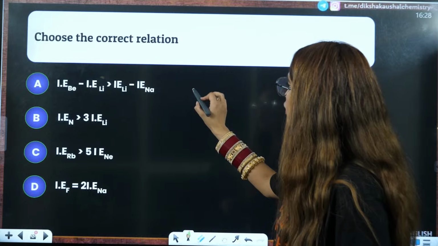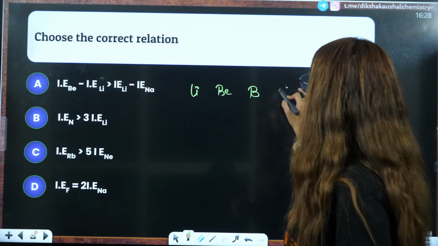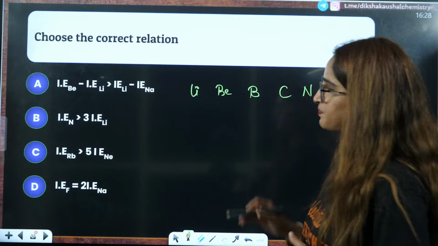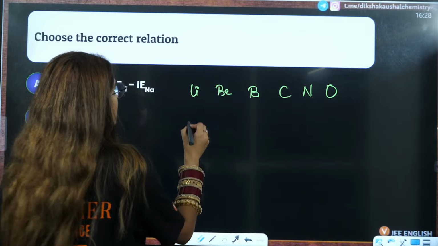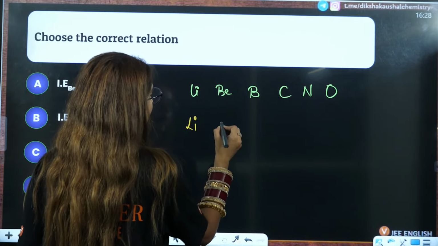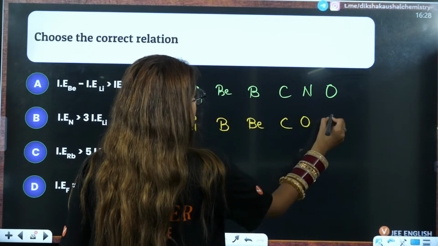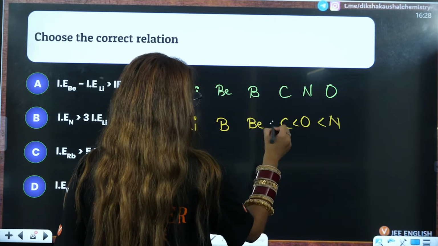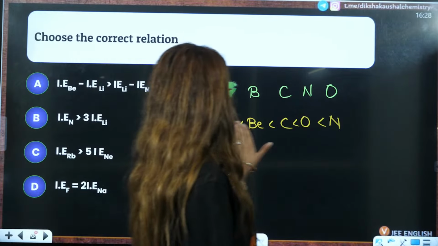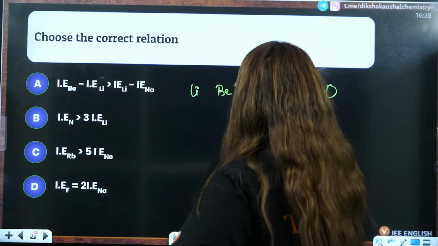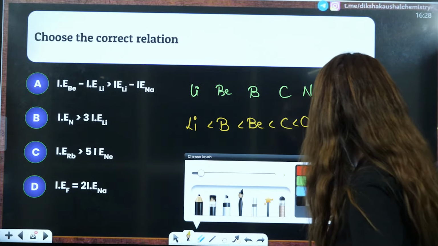Why? Because if you talk about lithium, beryllium, boron, carbon, nitrogen, oxygen, we know that it follows an opposite trend here. Lithium, then you have boron, beryllium, then carbon, then oxygen, then nitrogen. This is the order. If you see, wait a minute, ionization enthalpy is, yes, increasing. That is going to be the order here, right?